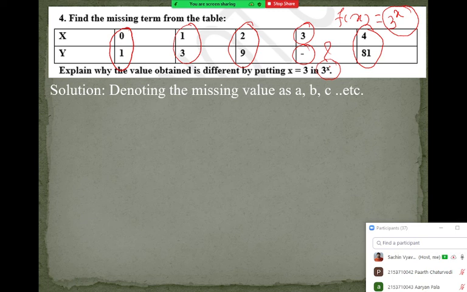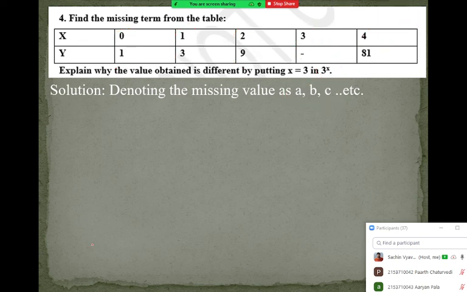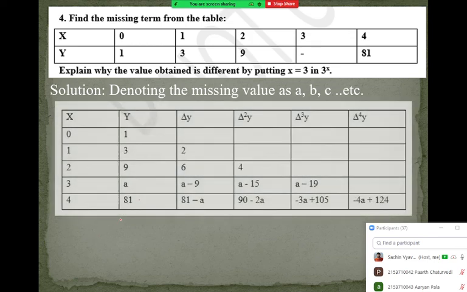So let me start here on how to get the missing values. We can get them using the forward difference table also. First we denote the missing values by alphabets, like a, b, c. To do this, first we have to prepare the table. The values of x are written, the values of y are written, and the missing value is written as a here. Now we calculate the forward differences.